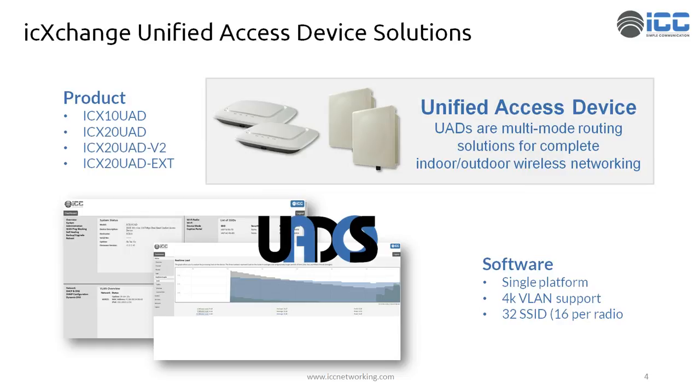So how do we do that then within the Unified Access Device Operating System? Very simply put, from a product standpoint, there are really two primary products within the Unified Access Device range. There's the ICX10, which is an indoor access point, and then the ICX20 series, which are outdoor access points based on the antenna type that you select. The Unified Access Device software is also a single platform software that exists on both of those devices. There are a few minor differences because of them being indoor and outdoor. Each device also supports up to 4,000 VLANs, as well as 32 SSIDs, basically 16 SSIDs per radio.